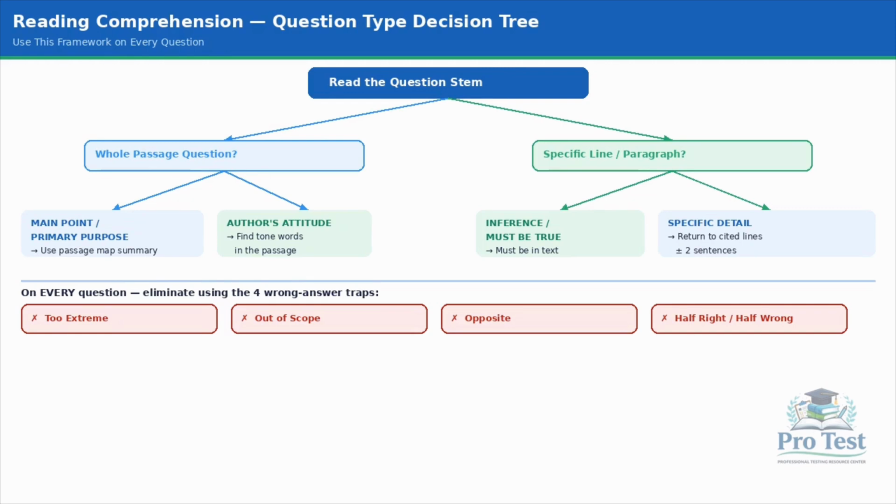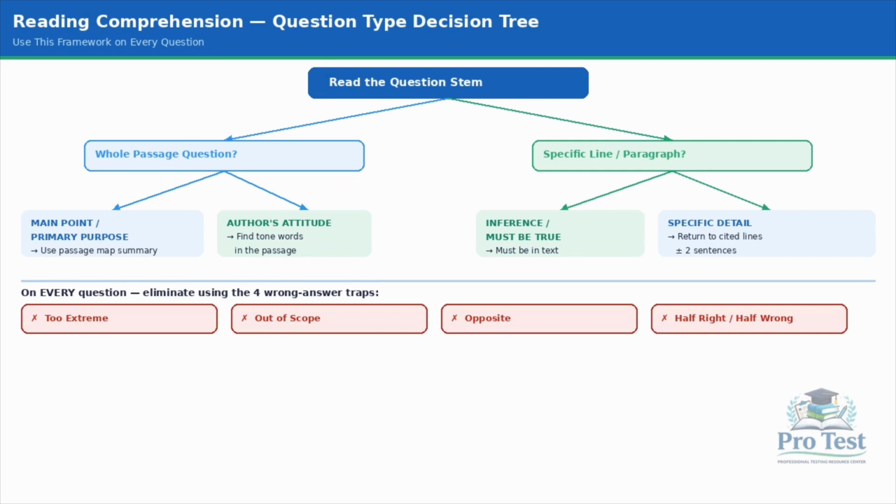Reading comprehension questions fall into predictable categories, and each category has a specific approach. Follow the decision tree on screen. First ask, does the question ask about the whole passage or a specific part? If the whole passage, it is a main point or primary purpose question. Go to your passage map summary and identify the author's central claim. If the question refers to a specific part, identify the line reference or paragraph, return to that section, and read a few sentences above and below for context.